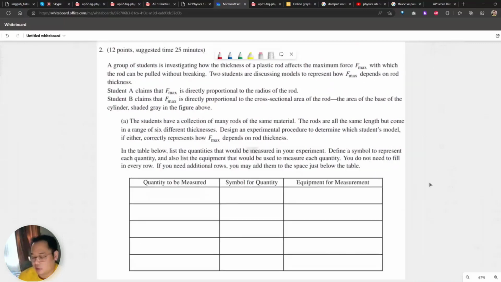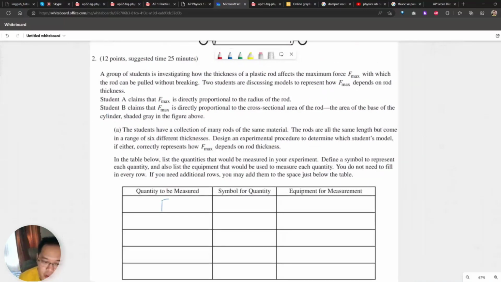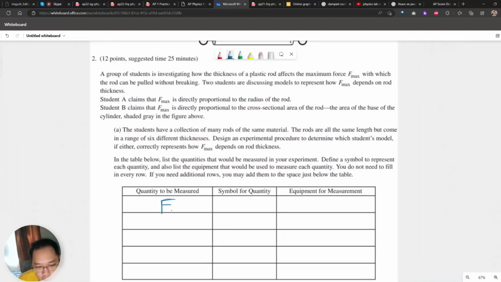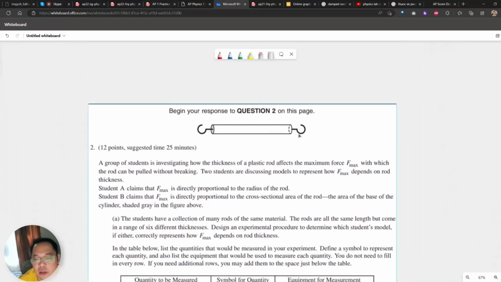Quantity to be measured. The first thing is definitely the force required to pull the rod out, the maximum force. To measure it, you don't need to apply force on both ends of this rod. You just need to fix one end to a stand somewhere firm to avoid falling, a wall or something. One end fixed, and use a force scale.